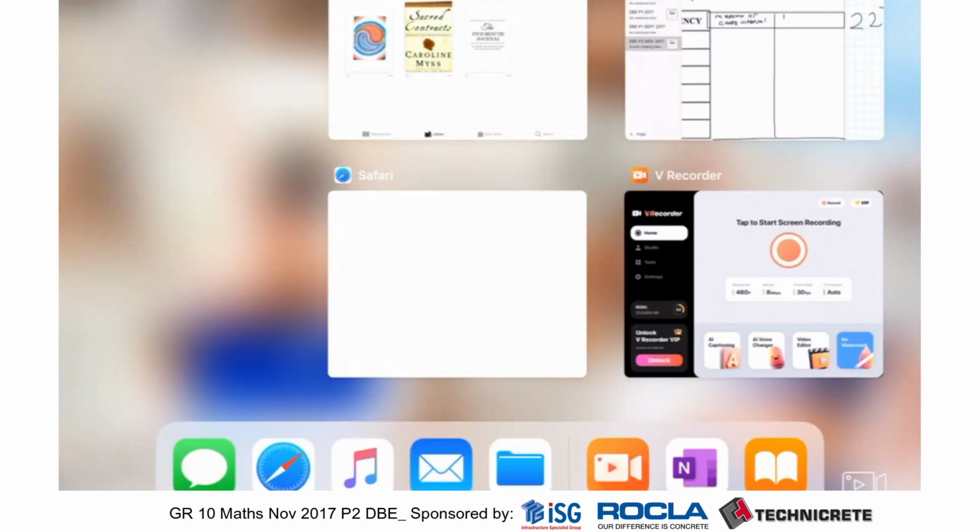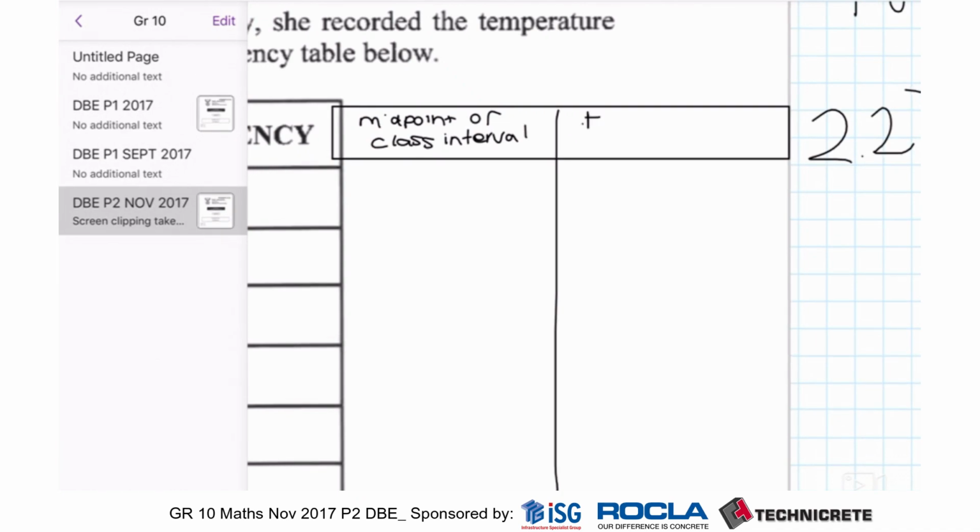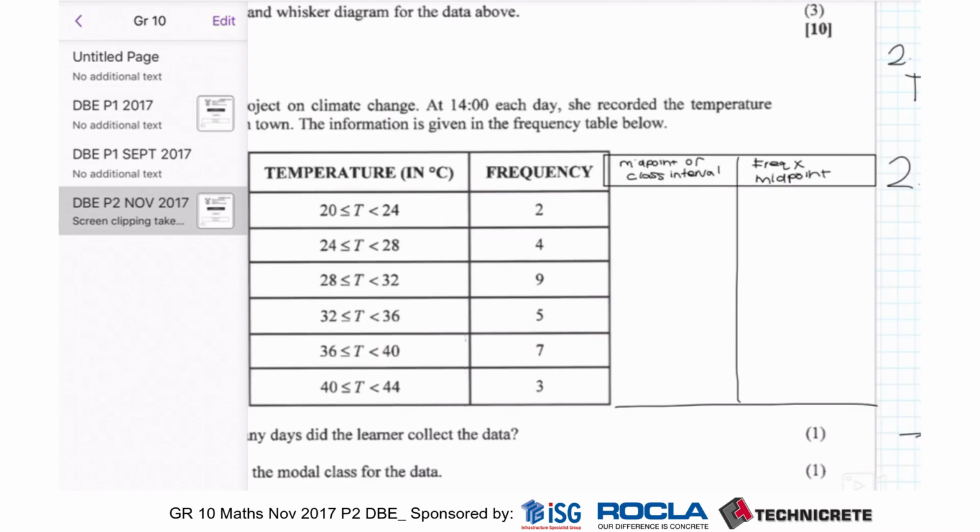Then frequency times midpoint. So let's start by first finding the midpoint. So you've got 20 and 24. So on your calculator, I'm going to show you just one how to do it. So you're going to say 20 plus 24 divided by 2. That's the same concept for each class interval. So the first one is 22.